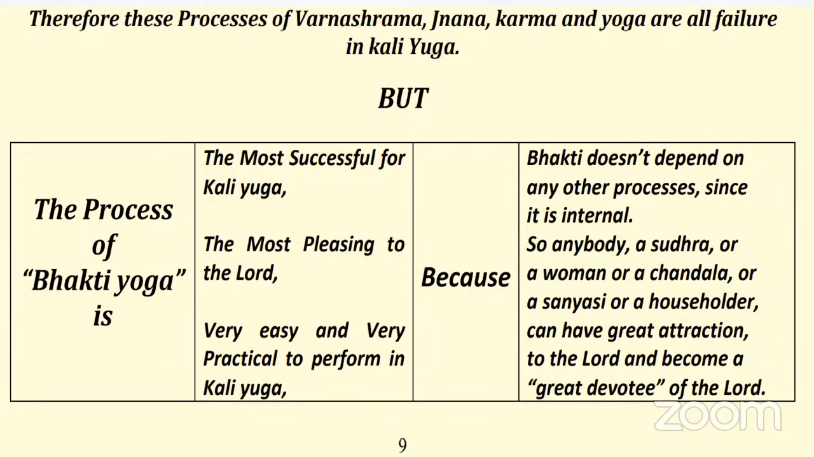Therefore, these processes of varnashrama, jnana, karma, and yoga are all failure in Kali Yuga. But the process of Bhakti Yoga is the most successful for Kali Yuga. It is the most successful, this Bhakti Yoga. Anybody can do it. Most pleasing to the Lord, of course, because we are loving the Lord. And very easy and very practical to perform in Kali Yuga. Just loving Krishna. Is that not easy?